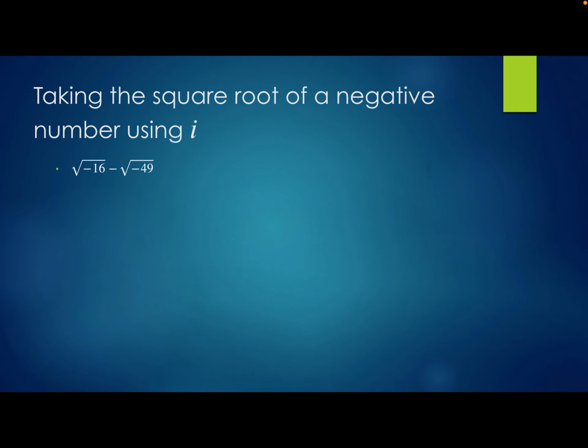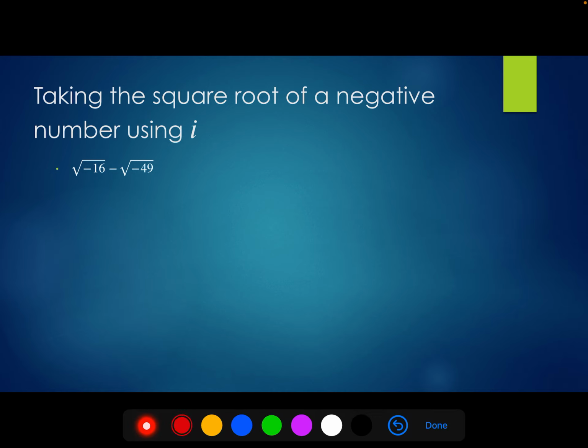Now let's take a look at another example here where we have to use our imaginary number i. So here we have the square root of negative 16 minus the square root of negative 49. Now whenever you have problems like this, where you're either adding, subtracting, or even multiplying the square roots of a negative number, first thing you always want to do is turn that into i times the square root of that positive number.